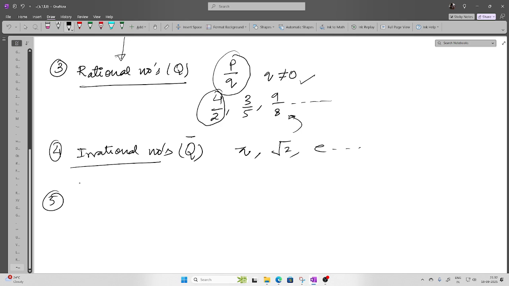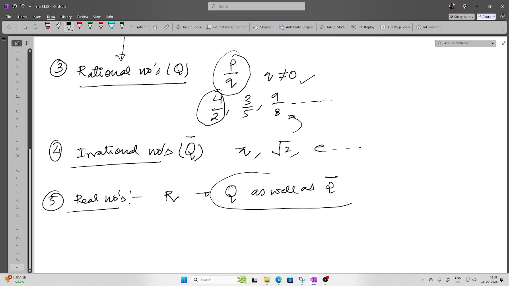Then come real numbers. Real numbers are represented by R, and they are nothing but the collection of all the rational as well as irrational numbers. So the collection of both is what we call as real numbers. So they are all the numbers which are falling on the real number line.